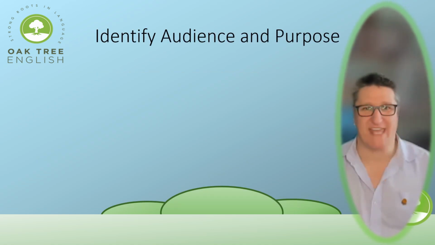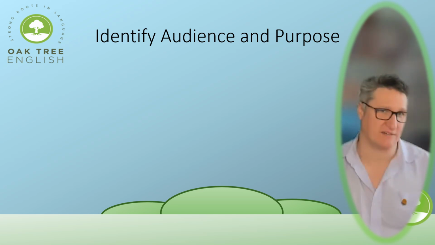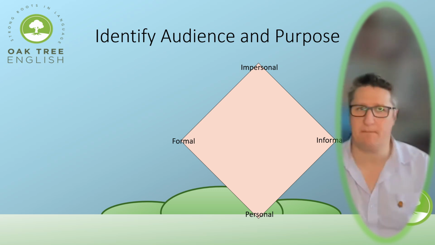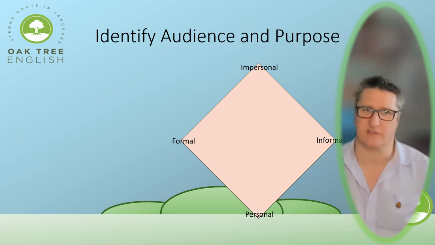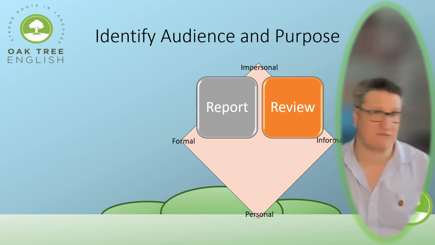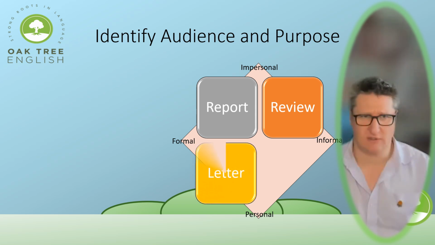Regular Oak Tree English acorns will recognise this information from other videos, but it bears repeating. Audience can be analysed on a kind of matrix, along with style of writing. One axis runs from formal to informal, determining how much slang or contractions one might use. The other axis runs from personal to impersonal, depending on how many people you're talking to. If it's a general audience, such as a talk or a report, it is impersonal. If it's written to one individual recipient, such as a letter or an email, then it's personal. The review, for example, falls into impersonal and informal.